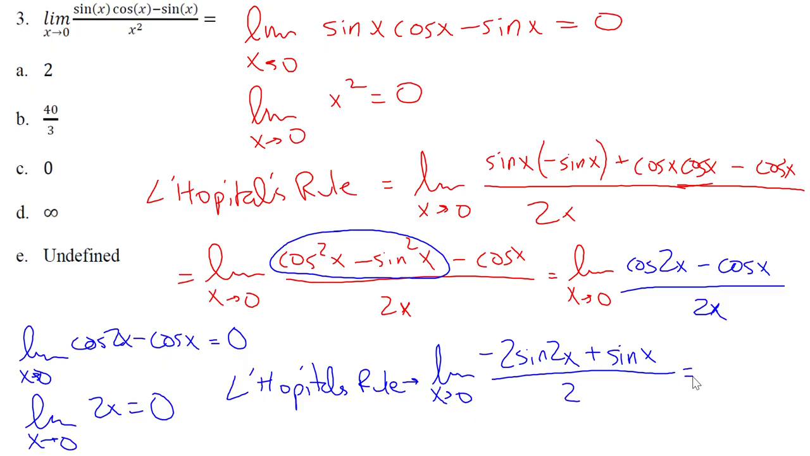Well, this is actually really easy to evaluate, right? Because if we plug in 0 to this, the sine of 0 is 0. So our whole numerator is 0. And we now have 2 in the denominator. So this limit is equal to choice C, which is 0.